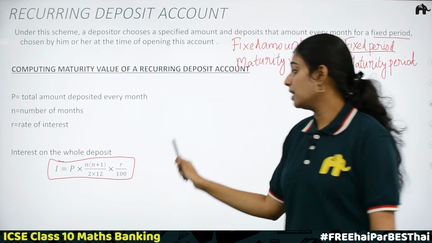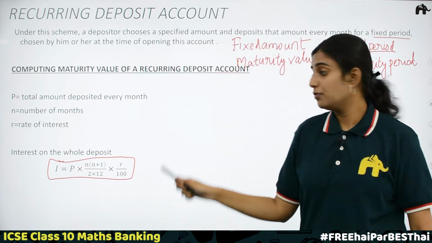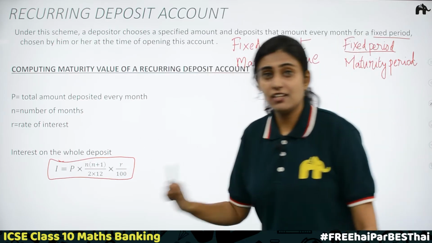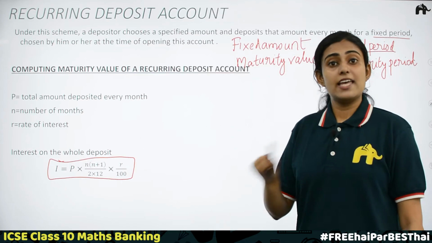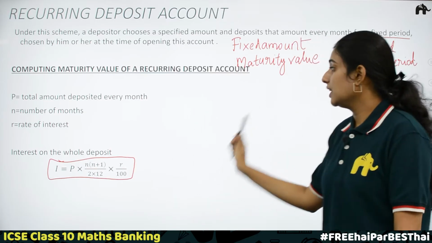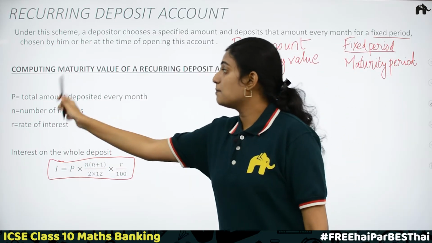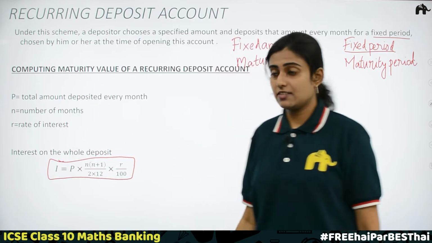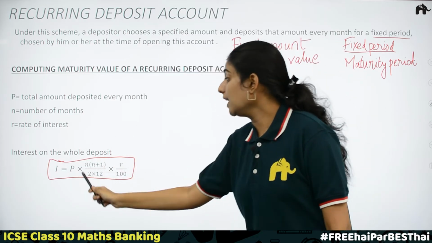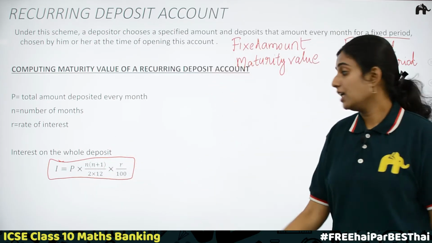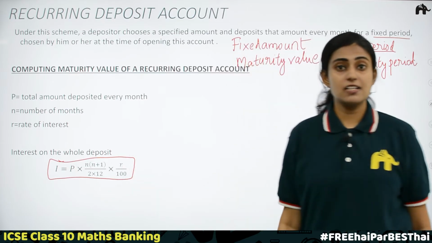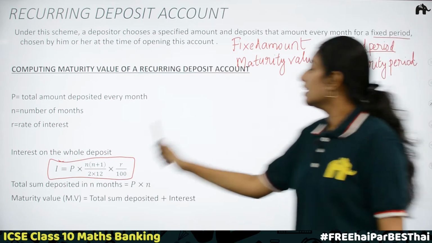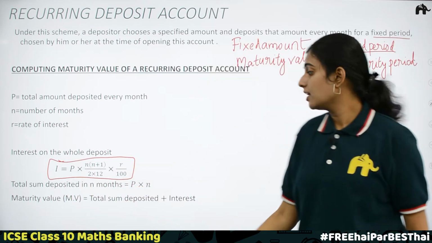Do memorize this formula because you will be using it throughout this chapter. If you know this formula and the one we are going to discuss next, you need this formula in every question that we are going to do in this entire chapter. So, we can calculate interest when the monthly installment, number of months and rate of interest are given, using the formula I is equal to P into (N plus 1) divided by 2 into 12 into R divided by 100. Now, using this, you can find the maturity value.